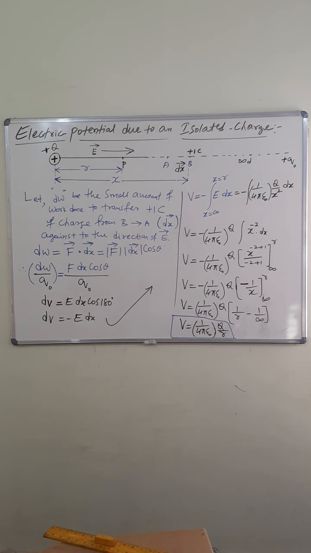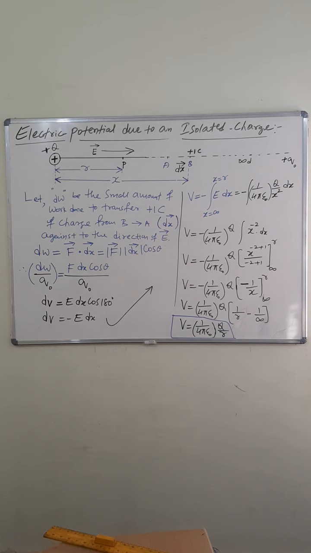So what do you mean by electric potential? It is the total amount of work done to bring a positive 1 coulomb of charge from infinite distance to a particular point against the direction of electric field. First I should do the small amount of work done. Let dW be the small amount of work done.